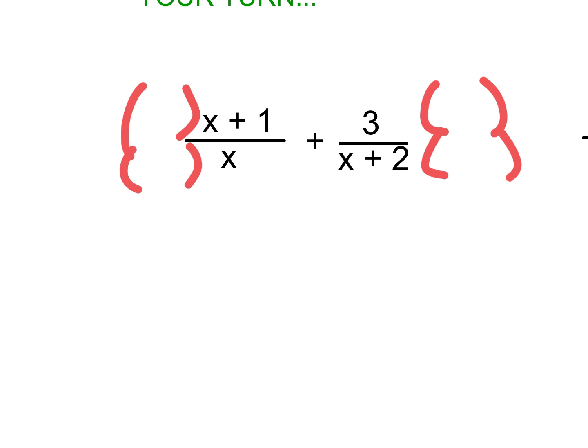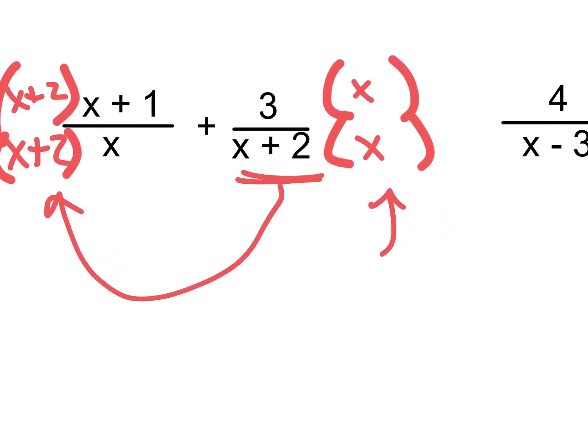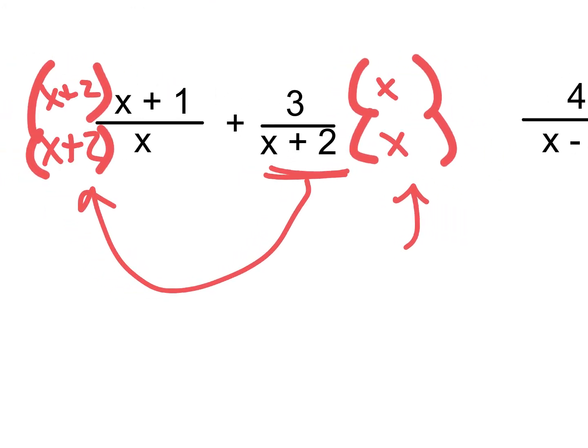See how you did. I hope you used x plus 2 right here, because you always multiply by the other denominator. And this was the other denominator. See? And then what's the other denominator for this side? x. Now, look at all those x's. There's a lot to multiply. But remember that I said you could leave the bottom alone.